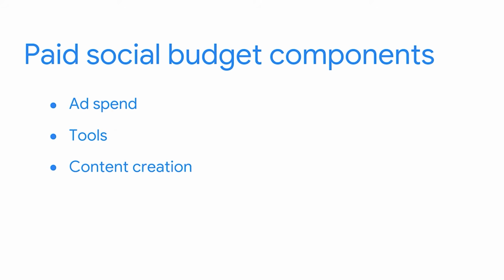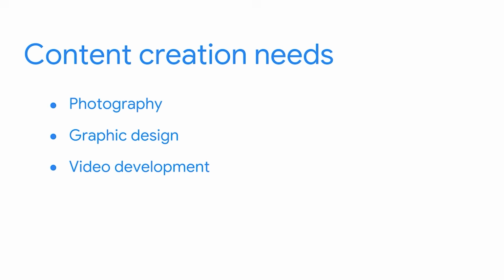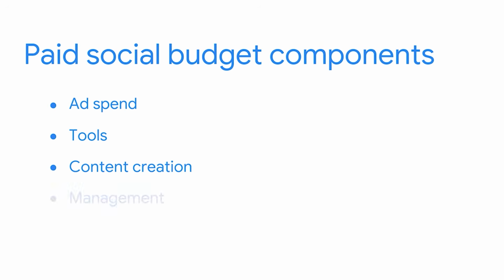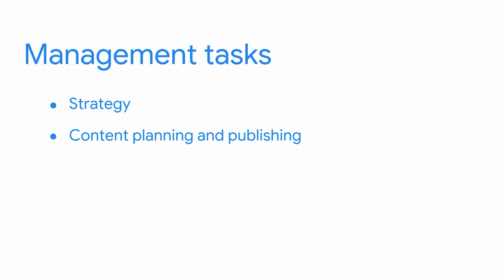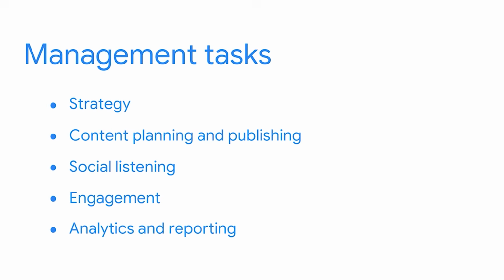Even if you're handling some of the content development internally, you may still need to pay for things like photography, graphic design, video development, including talent and production costs, and copywriting. Next, there's a cost of management. Management tasks include things like strategy, content planning and publishing, social listening, engagement, and analytics and reporting. In some cases, a company may partner with a digital marketing agency to help manage these types of tasks.